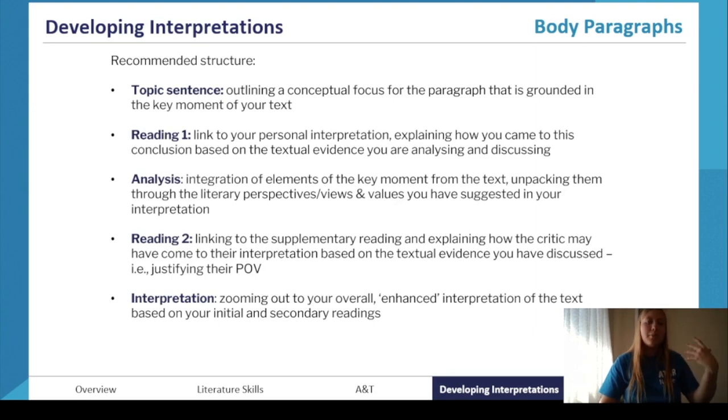This is the link to our personal interpretation, and we explain how we came to this conclusion about that conceptual focus in terms of our interpretation based on the textual evidence we're analyzing and discussing in this part. And of course, this will have some analysis. So we will be integrating the elements from the key moment of the text that we've determined are relevant, unpacking them through literary perspectives, views and values.